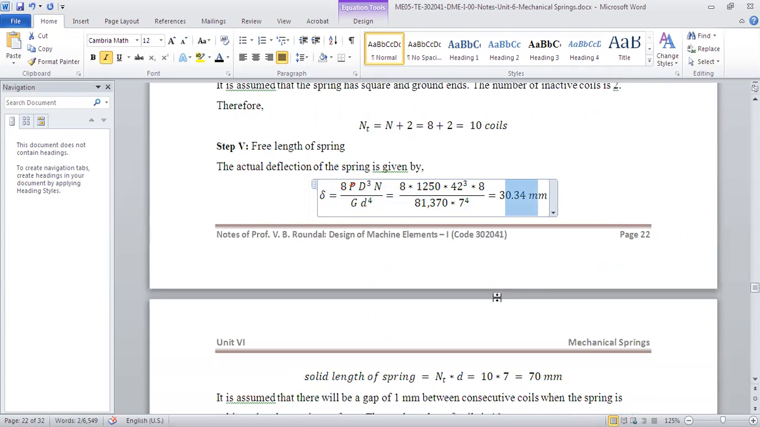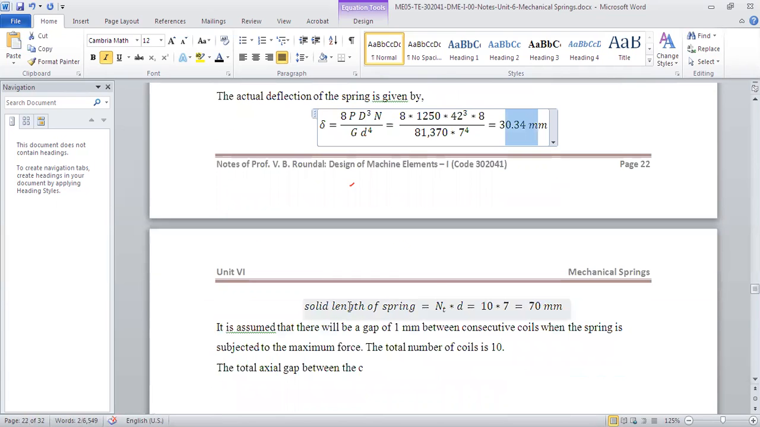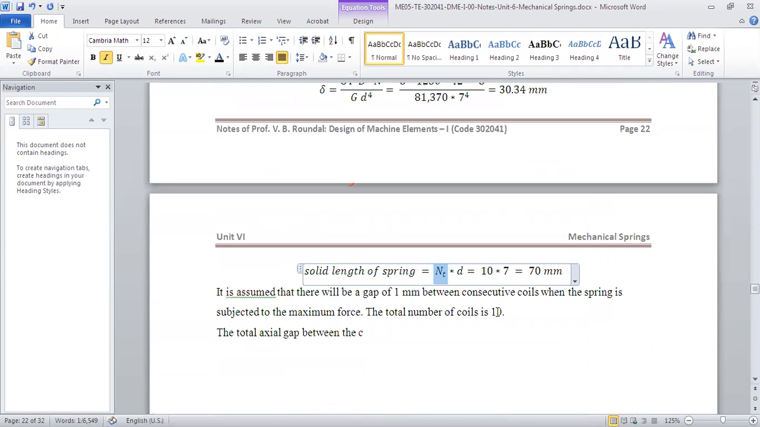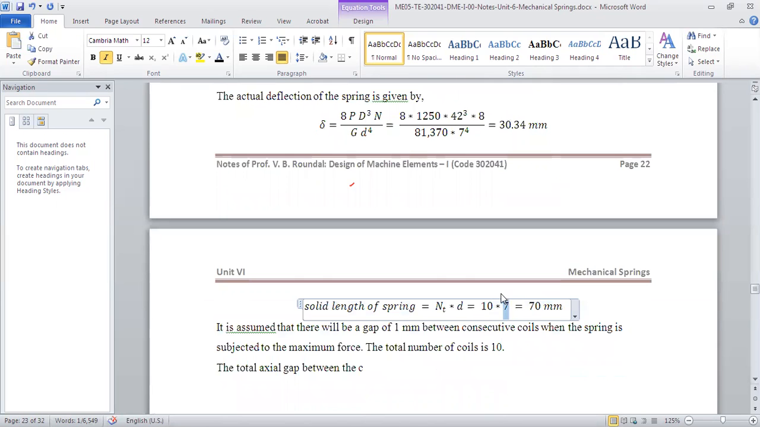Now we know the solid length of the spring. The total number of coils is 10, multiplied by the diameter of the wire, 7. So if the spring is completely compressed, the solid length of the spring will become 10 into 7, 70 mm. When the spring is completely compressed, everything touching each other, the length of the spring is 70 mm.